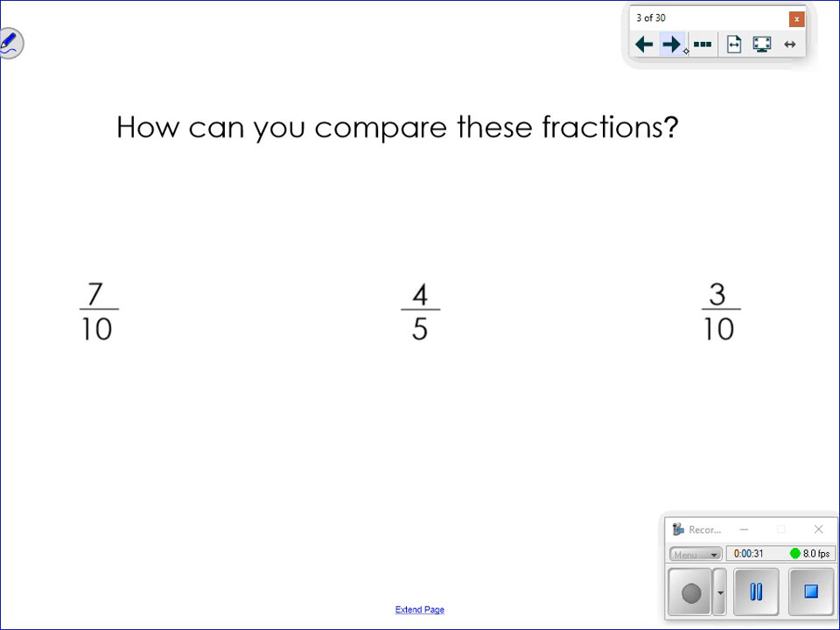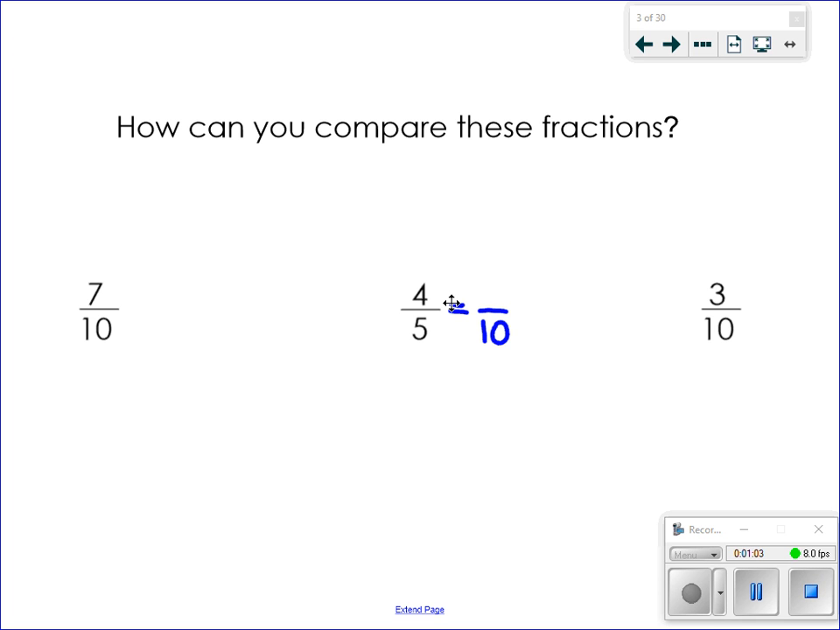However, when you're given fractions that have different denominators, that's when it gets a little more difficult to tell which fraction is the least and which fraction is the greatest. What could I do so that I can compare them? Well, I've got tenths and I've got fifths. It would be fairly easy to make fifths tenths, to use what I know about making equivalent fractions by multiplying the denominator and the numerator by the same thing.